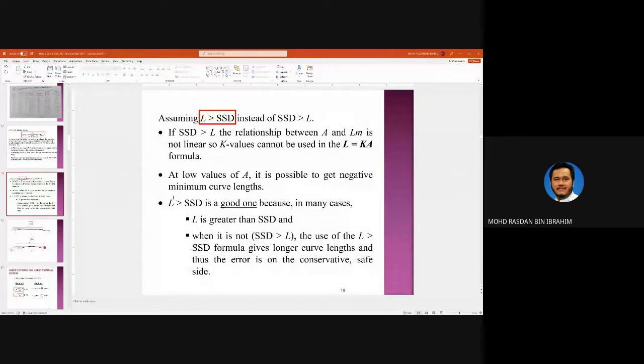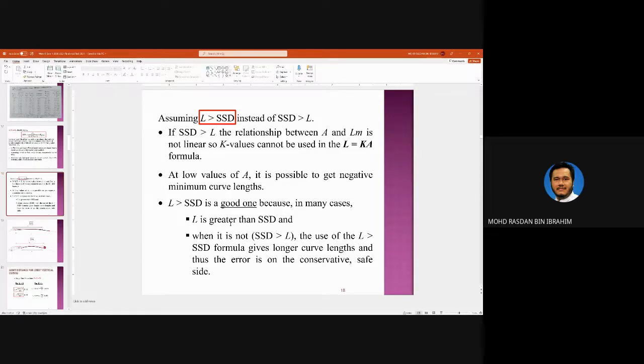Instead, we will be using L more than SSD, because in many cases L is indeed greater than SSD, and when it is not, when SSD is more than L, the use of the L more than SSD formula gives a longer curve length, and thus the error is conservative and on the safe side.